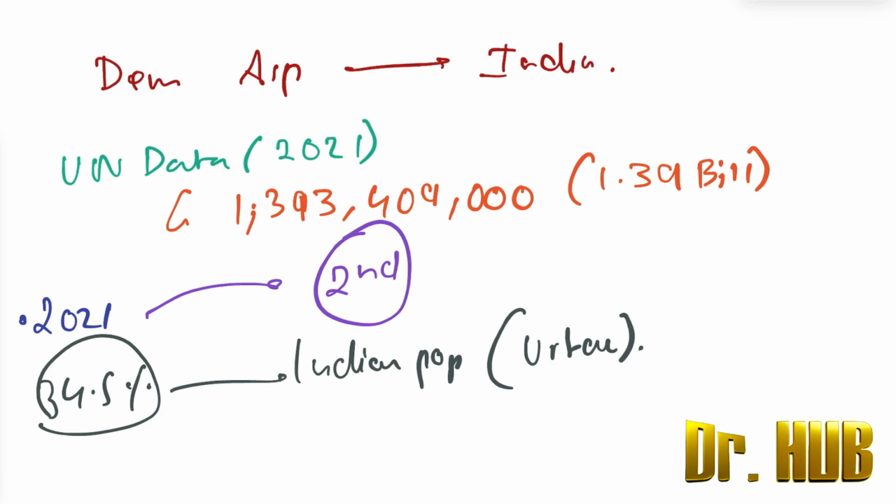So what will be the growth rate? The population growth rate was found to be 1%.